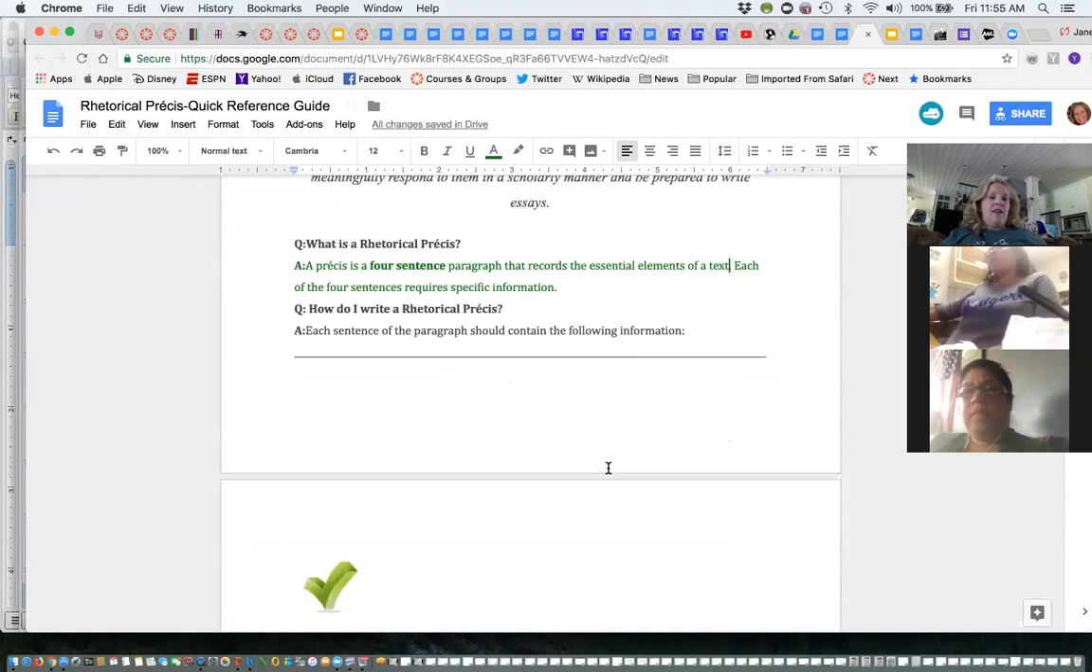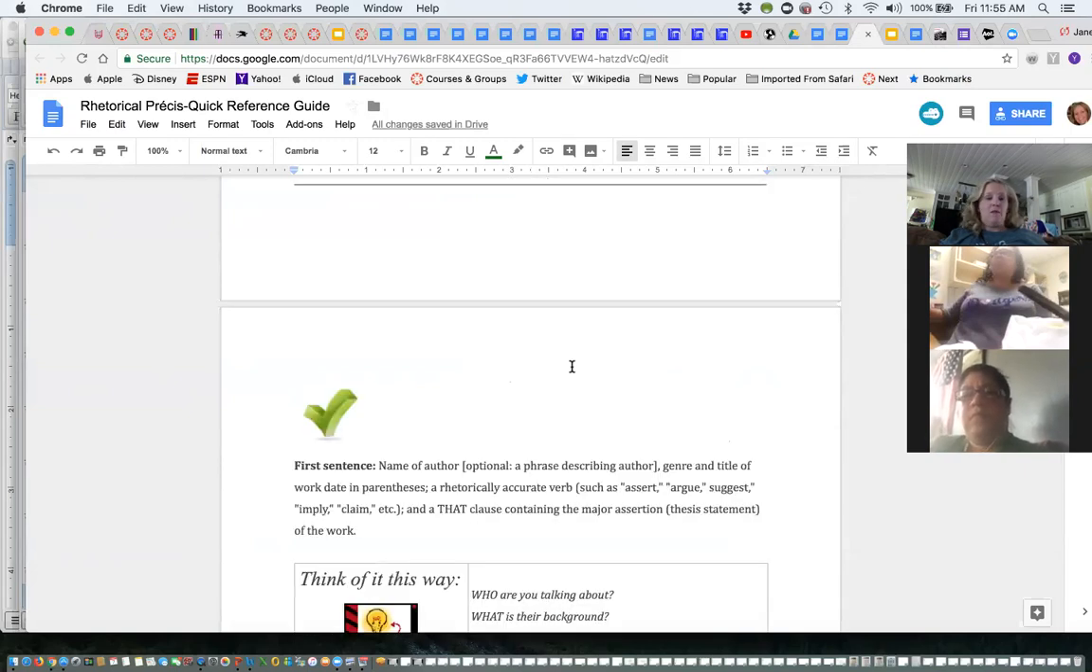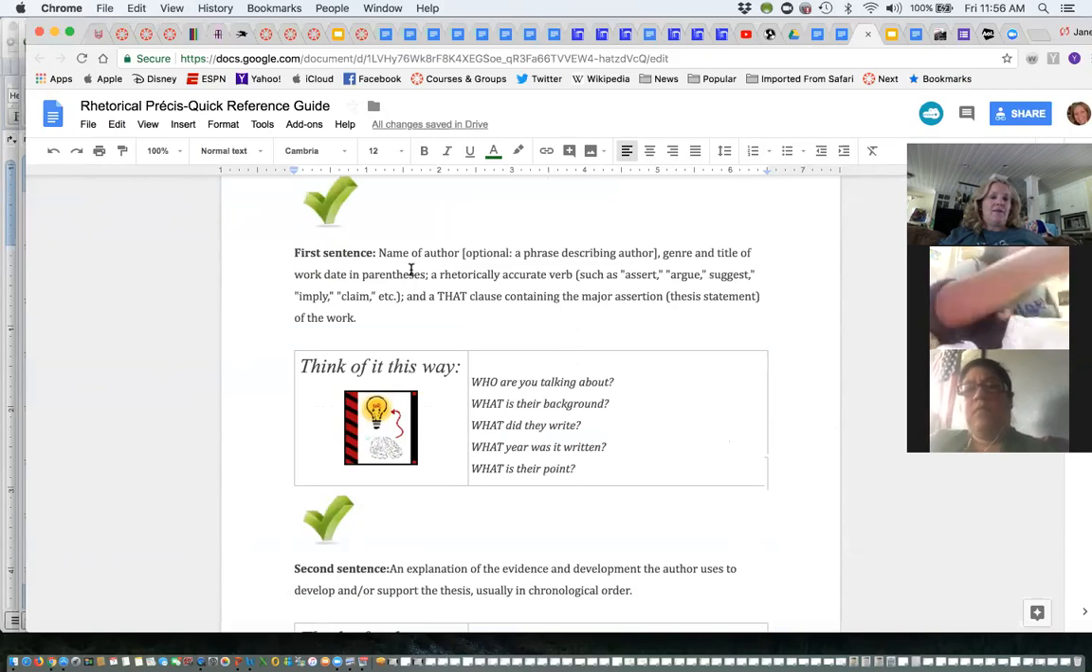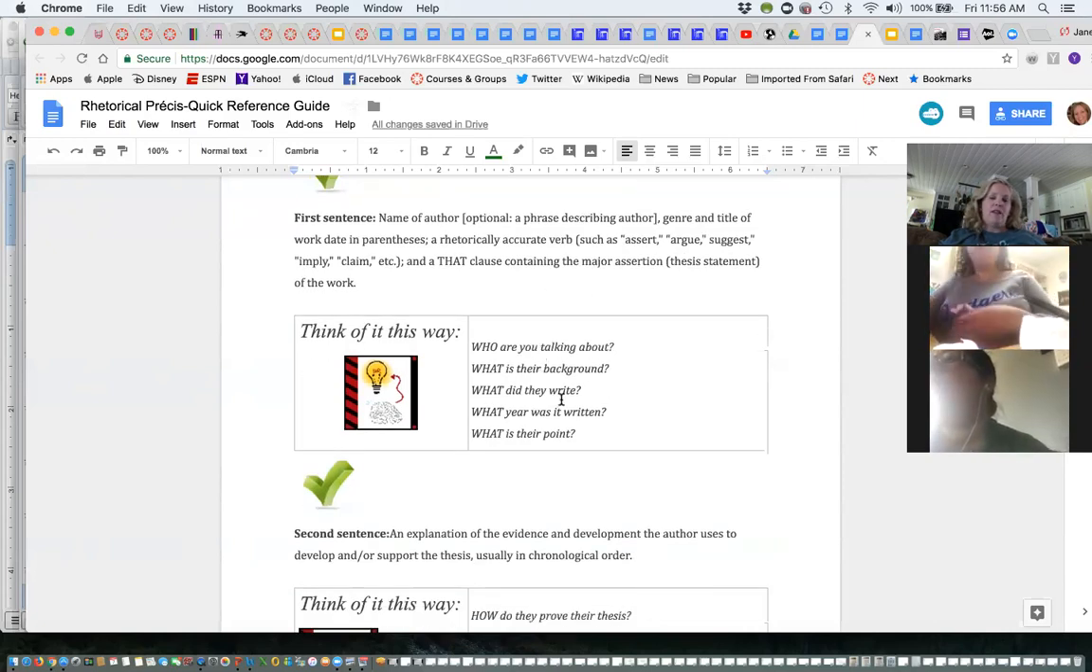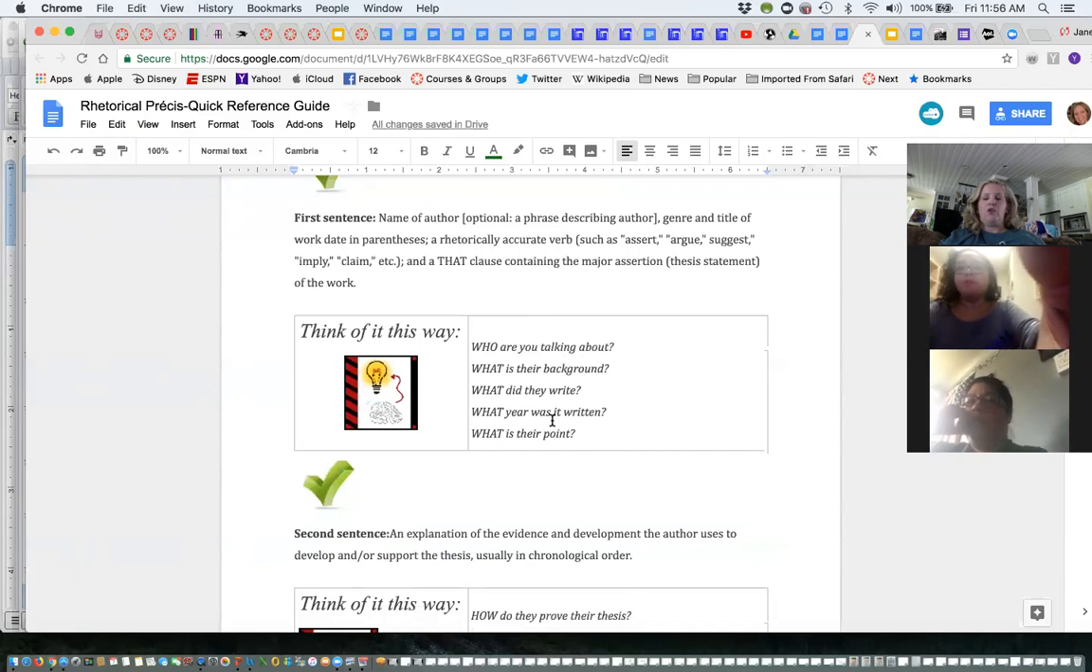Okay, so how do you write the rhetorical pressies? Well, at the beginning, each sentence of the paragraph contains specific information. Okay, so the first sentence is similar to the sentence in the summary, but it's slightly different, where you are naming the author, genre, title of the work, and then what they're doing, what verb are they doing in this particular text? Are they implying, claiming, etc.? Then you're including what they're doing, okay? So you're thinking about who are you talking about, what is their background, what did they write, what year was it written, and what was their point? All of these answers will be in one sentence for the rhetorical pressies.